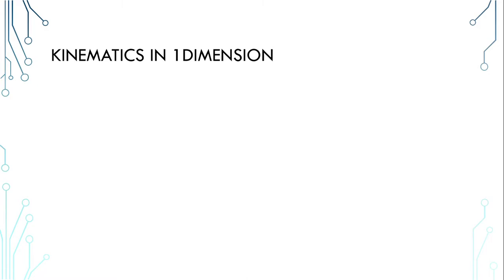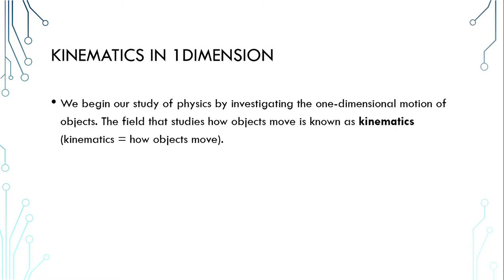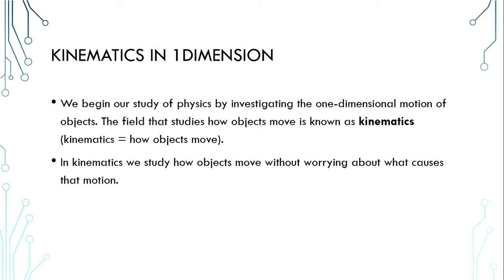Now that we've laid out all the necessary mathematical framework, we can finally begin doing some physics. And we're going to begin with kinematics in one dimension. Now, kinematics is the field of physics that studies how objects move, and the word kinematics can be loosely translated as how objects move. And in kinematics, more precisely, we study how the objects move without worrying about what the causes of that motion are.